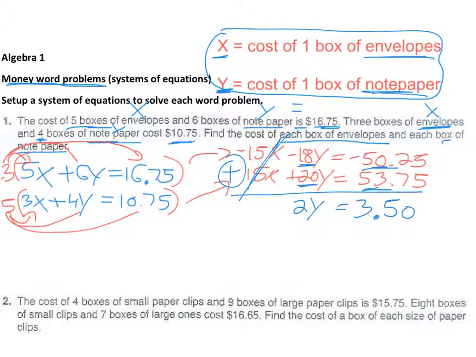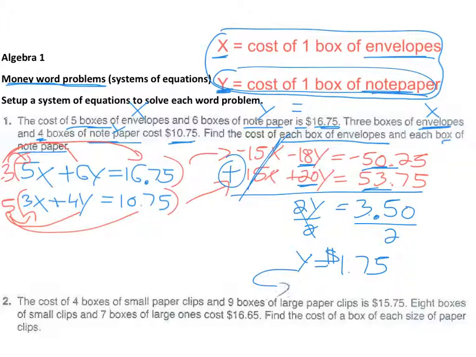And then divide by 2, and we're going to get y. Okay, so it's going to give us a decimal, so you can see why we need the calculator. So on the calculator, when you put in 3.5 and you divide it by 2, we get 1.75. And this is money, so it's $1.75. And if I want to know what that 1.75 is referring to, I go back to this. The y is the note paper. So just make a note of it. This is the cost of 1 box of note paper.